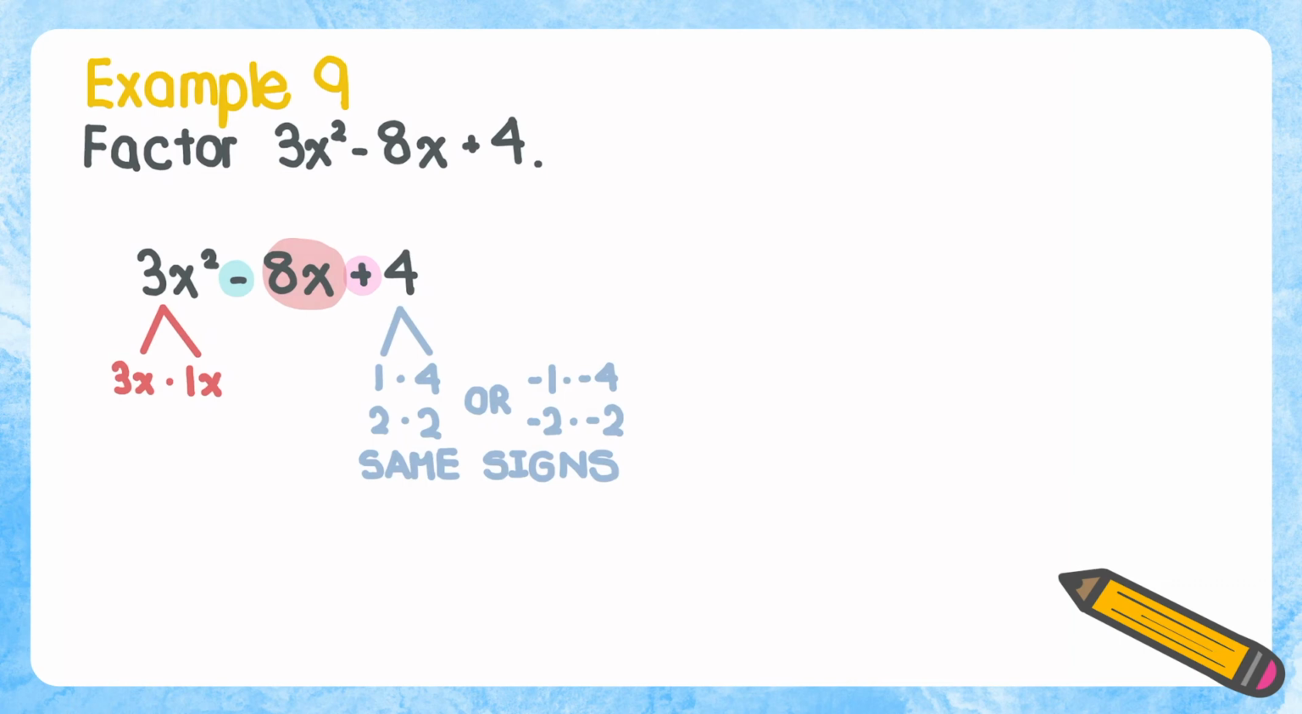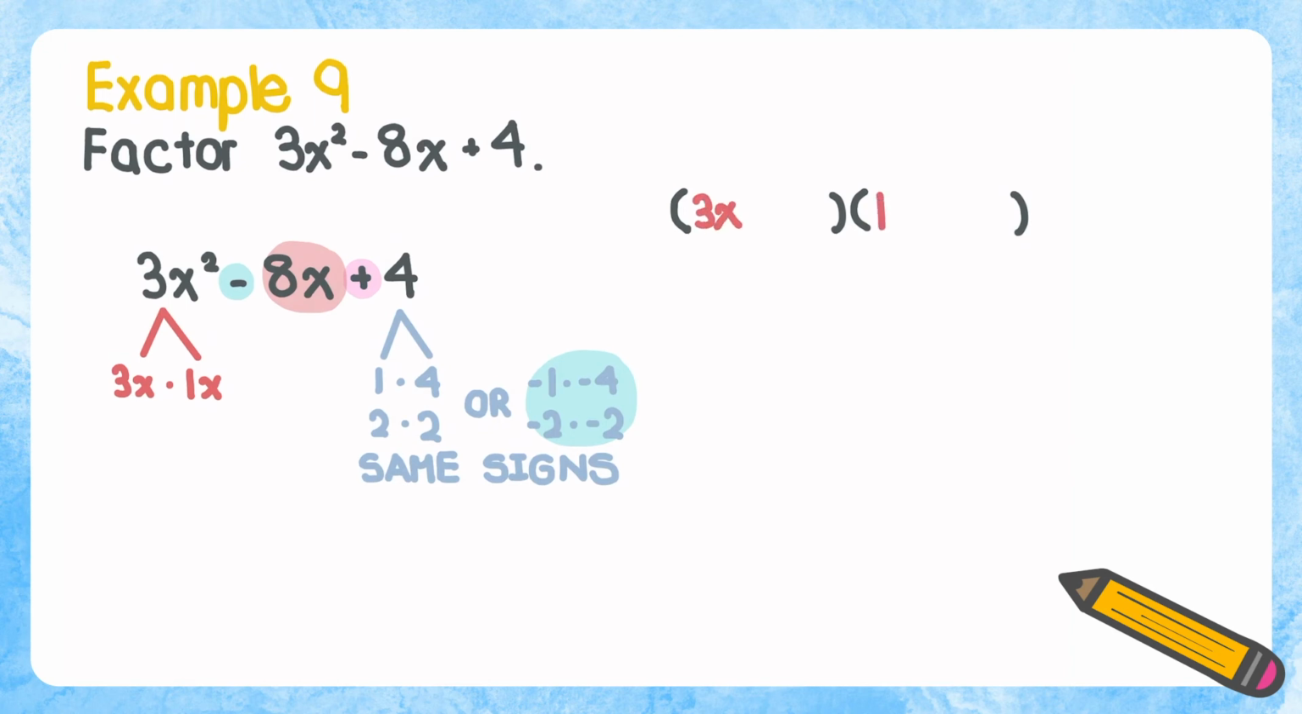And again, we want this middle, I only highlighted the 8x, but we want the middle negative 8x. So let's see which combinations might work. Since we want to go for that negative 8x, I'm going to focus on the negative options right here. So the negative combinations. So I know I can use the 3x and the 1x. And then for this second part, let me try out, let's see. So 3x minus 2 times 1x minus 2.